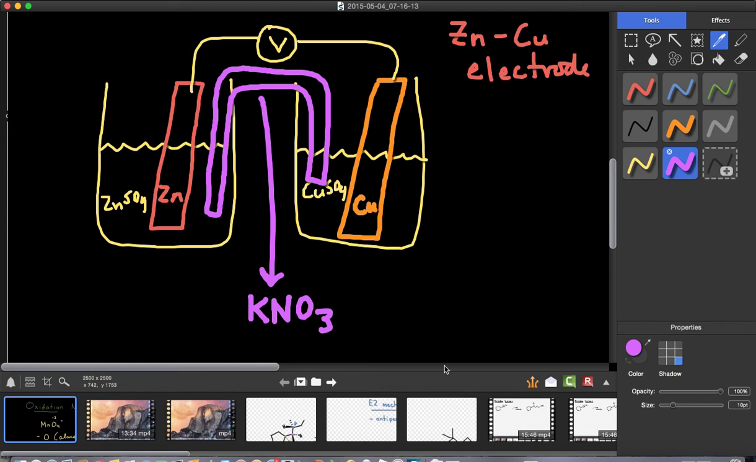Now, one of these cells is going to be capable of chemical oxidation. And one's going to be capable of chemical reduction. In other words, one of the beakers will have a half reaction that is oxidation. One of the beakers will have a half reaction that is reduction. So let's take a closer look at this. And to do this, I want to go ahead and redraw this picture and look at each beaker individually.